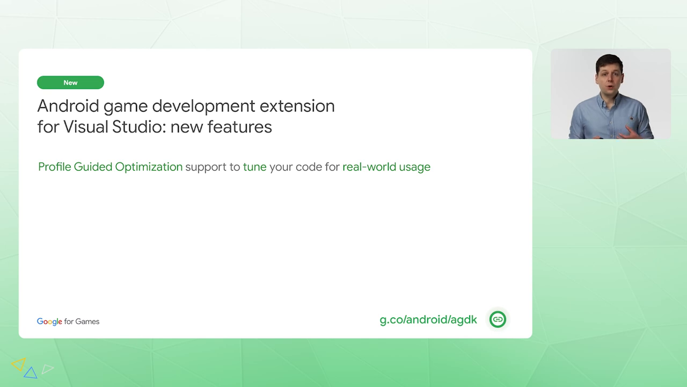Most recently, we've exposed instrumented profile-guided optimization in the IDE. This feature gives your code a boost by tuning it based on the way your code actually executes at runtime, deprioritizing edge cases and outliers. Most developers can expect to see a 5% improvement in CPU cost, and depending on the workload, you may see even better results than that.